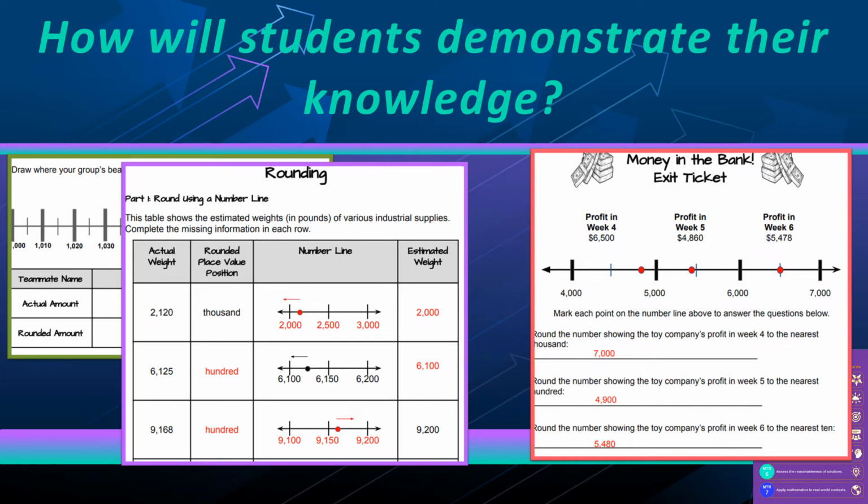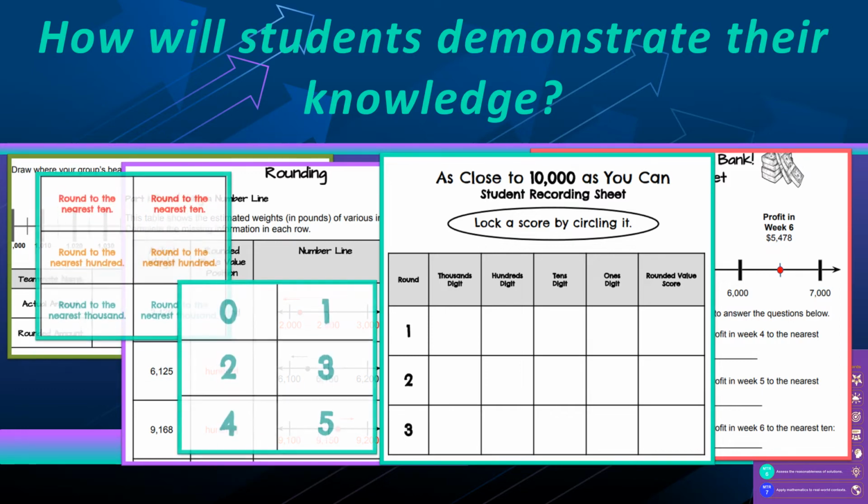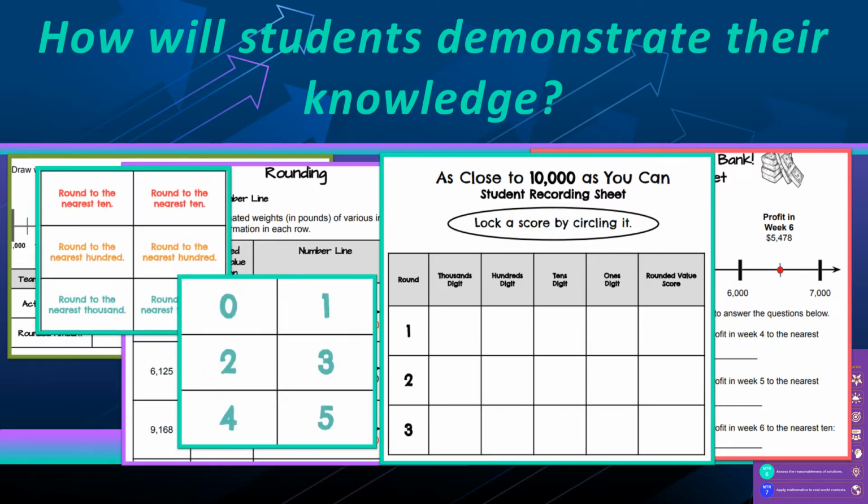These exit tickets range from having scale to open number lines as the students progress through their learning. And of course, students can always demonstrate their understanding by playing games. In this game, students are given digit cards and place value cards, and their job is to generate numbers and round to the place to see who can get the closest to 10,000.